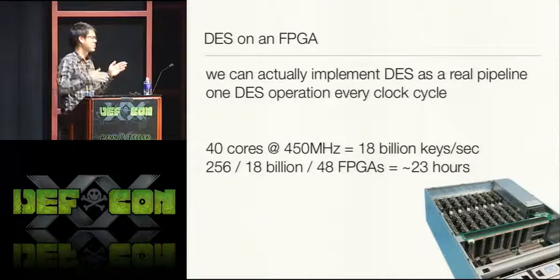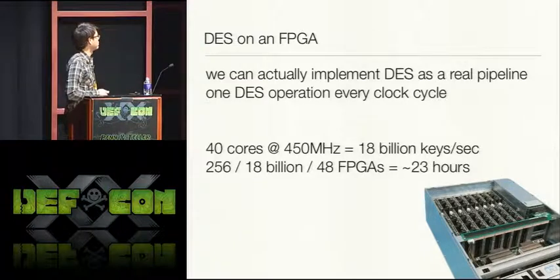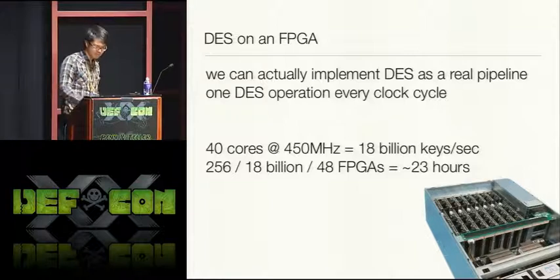We've clocked it up to 600 megahertz reliably, though we're maybe doing 450. That means for each one of these cores, we're doing 450 million DES operations per second. Each one of the FPGAs can fit 40 cores, so that equals about 18 billion keys per second. Then we can fit 48 FPGAs in the server. So that means we can go through the full 2 to the 56 key space in under 24 hours. And that's worst case time. In practice, it'll probably be half a day.